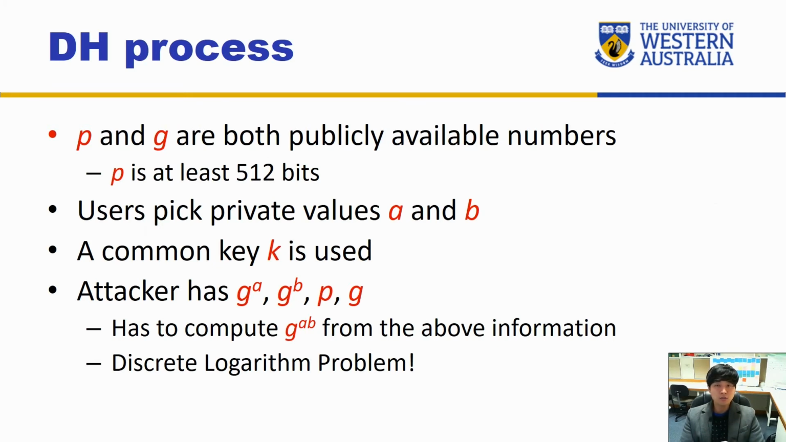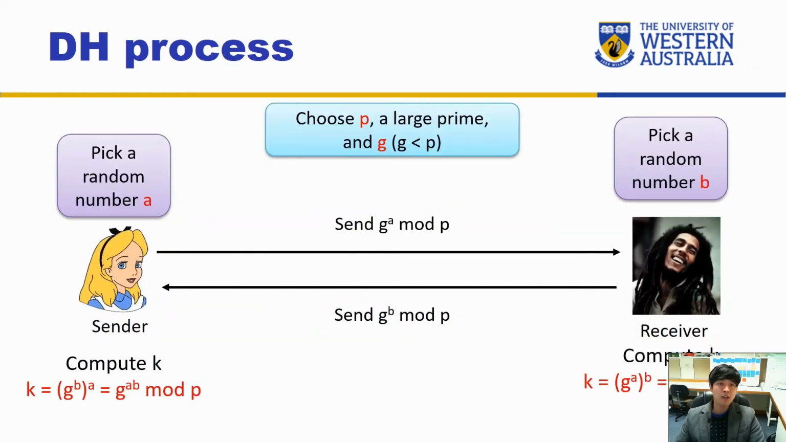Okay, so this is assuming that p and g are both publicly available, with p being at least 512 bits. Okay, so the user picks a and b, and a common key k is now generated. Attacker can have access to g to the a, g to the b, p, and g. So if we go back here, anything in the middle can be intercepted by the attacker. So all of those are shared in public. So the only two values that are secret are a and b.